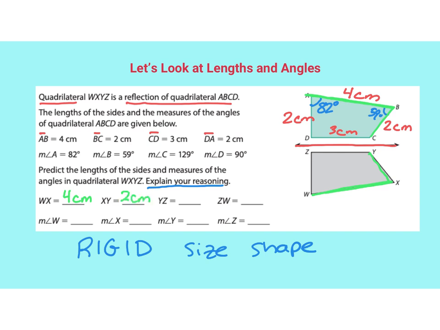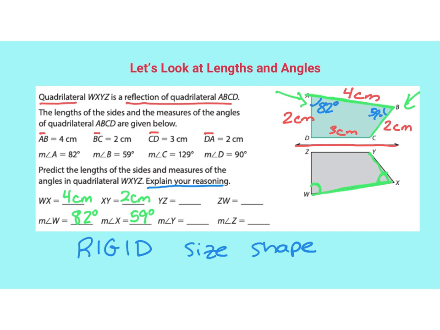I'm going to show the angles now, and I'll say the measure of angle W, and it's marked right here. That would correspond with my measure of angle A, so it would be 82 degrees. My measure of angle X is going to correspond with my measure of angle B, so it'd be 59 degrees. Consider pausing this video and answering the other two.